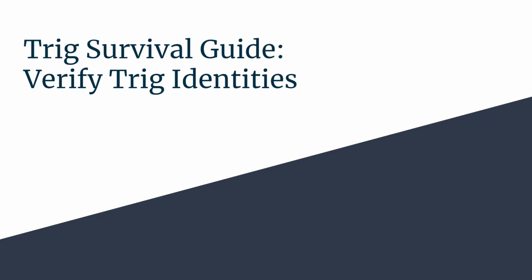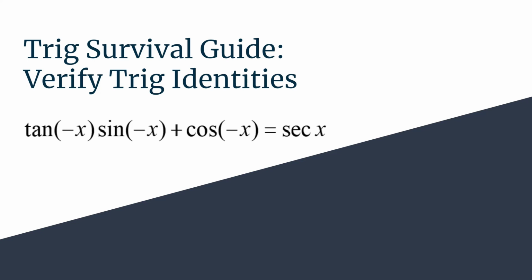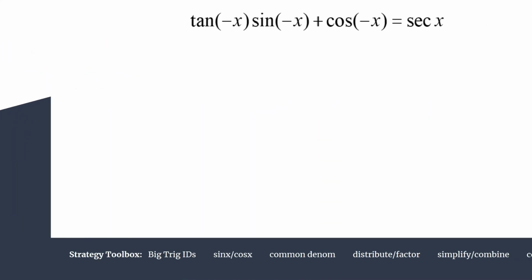In today's trig survival guide, we're going to verify a trig identity. So we'll look at tan of negative x times sine of negative x plus cosine of negative x equaling secant x. All right, so here we go.